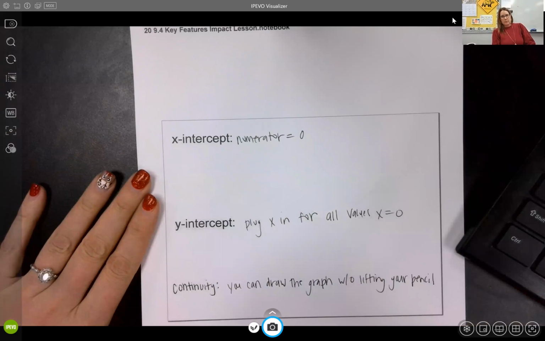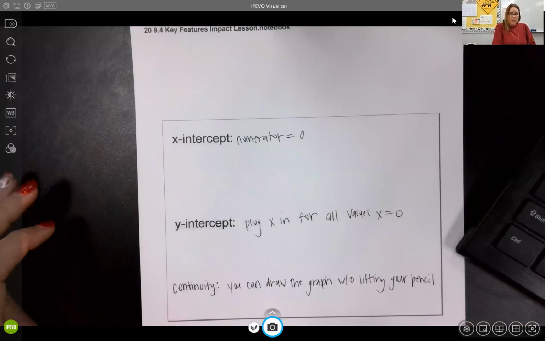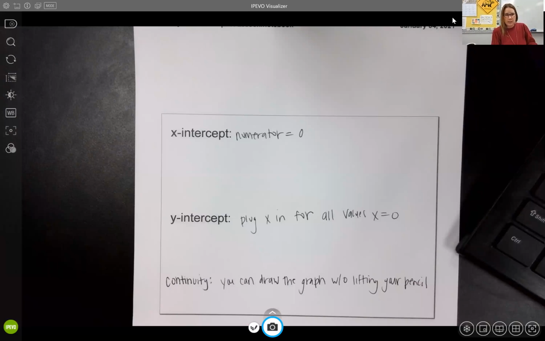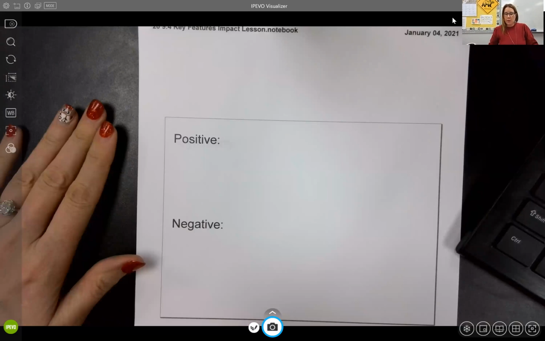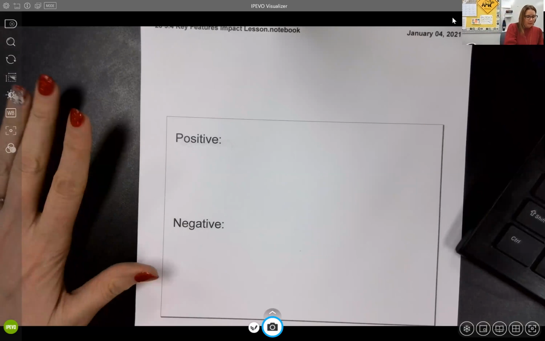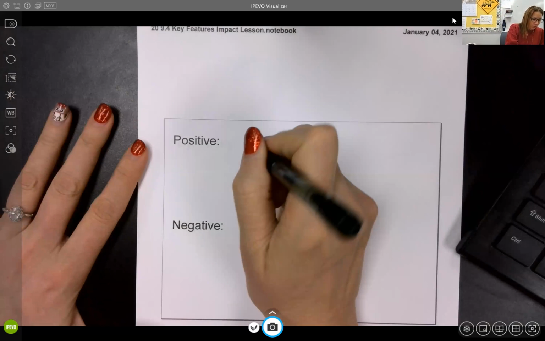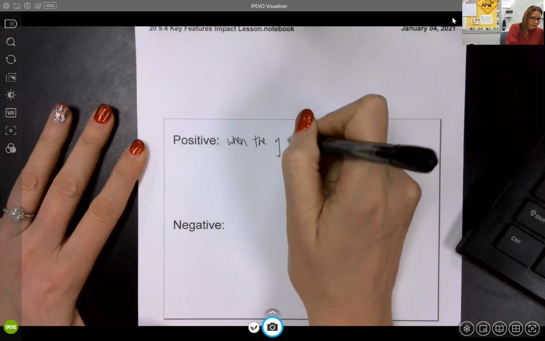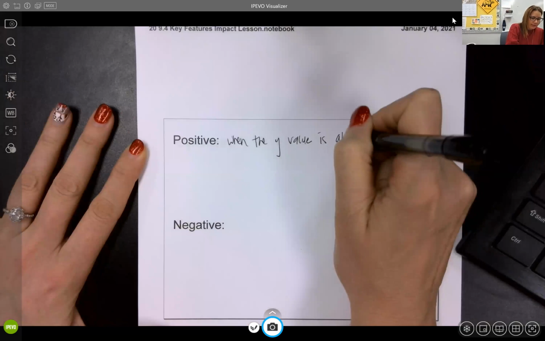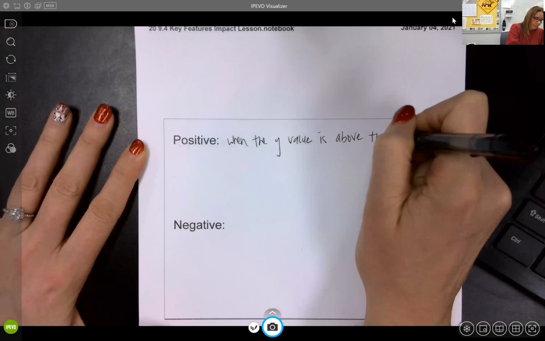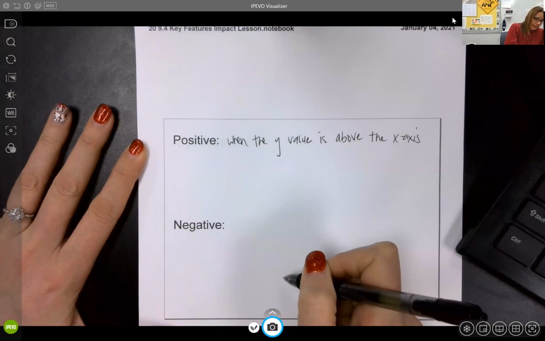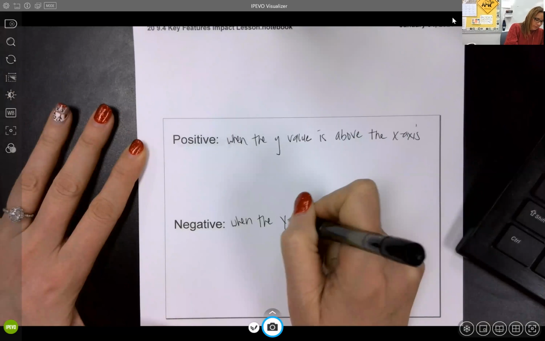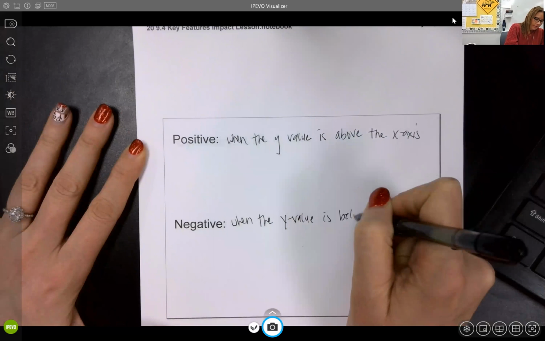Okay. So these graphs, they start and then they are continuous curves, so they would be continuous. When we do the next section, 6.2, we'll do some graphs that are not continuous. Positive values is when the y value is above the x-axis. Negative is when the y value is below the x-axis.